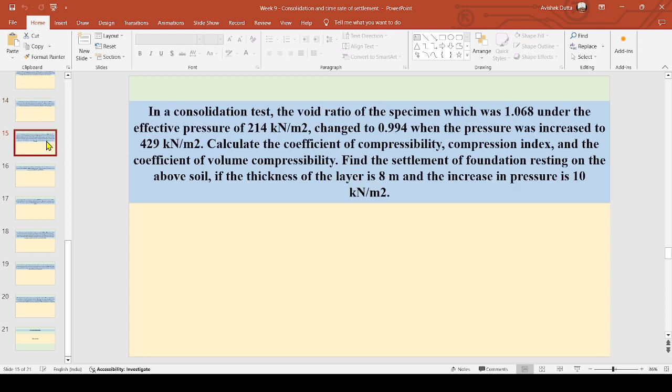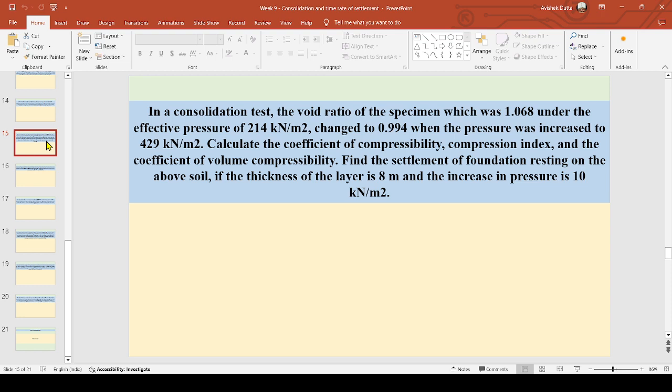In a consolidation test, the void ratio of the specimen which was 1.068 under the effective pressure of 214 kilonewton per meter square changed to 0.994 when the pressure was increased to 429 kilonewton per meter square. Calculate the coefficient of compressibility, compression index, and the coefficient of volume compressibility, and then find the settlement of foundation resting on the above soil if the thickness of the layer is 8 meter and the increase in pressure is 10 kilonewton per meter square.